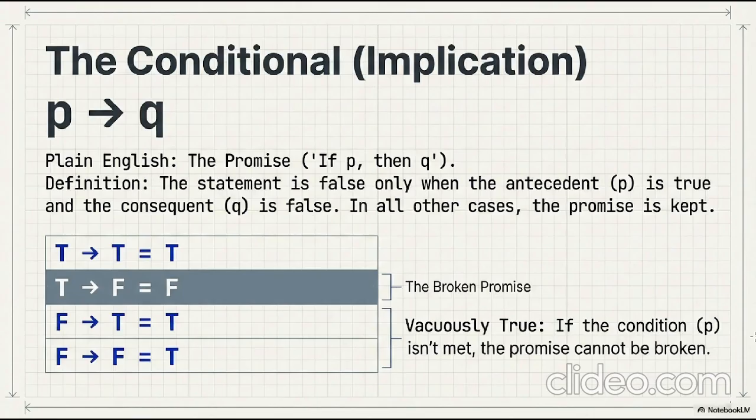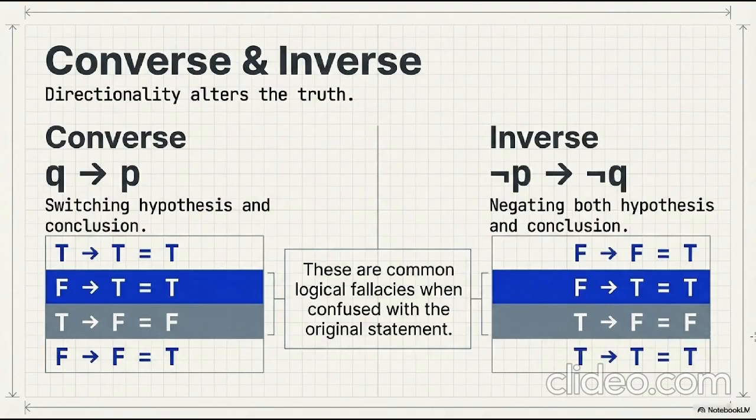The next, converse and inverse. Now let's look at two related forms. The converse switches the statement: Q implies P. The inverse negates both parts: ¬P implies ¬Q. These may look similar to the original implication, but they are not logically equivalent. Confusing them often leads to logical mistakes.